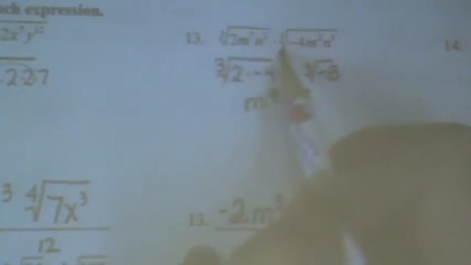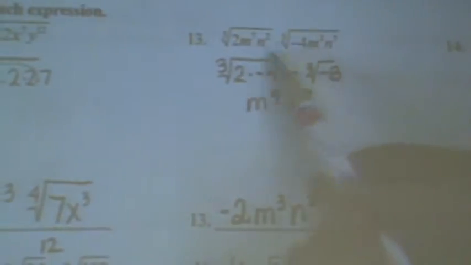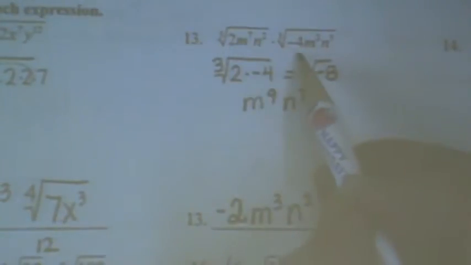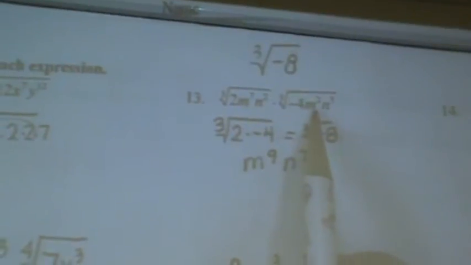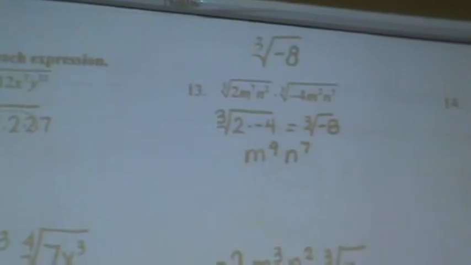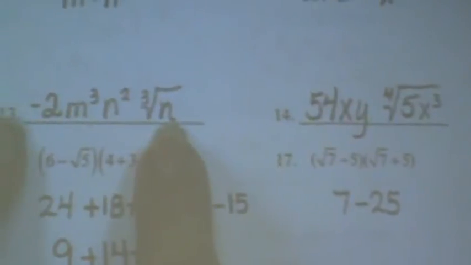Number 13, this one, since you're multiplying, you can take from the other radical. You're gonna take out the negative, 2 times negative 4 is negative 8. So you're looking for the cube root of negative 8, which is negative 2. And then count your m's. You have 9 m's, so you're looking for 3 of a kind, so it'd be m cubed. And then you have 7 n's, n to the 7th power. How many n's can you take out? You could take 2 of them with 1 left over.